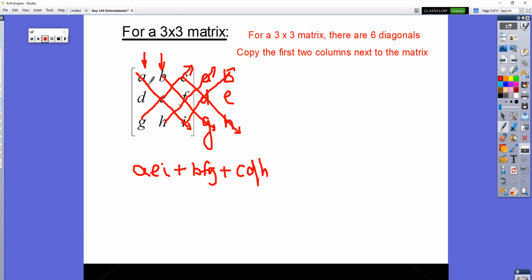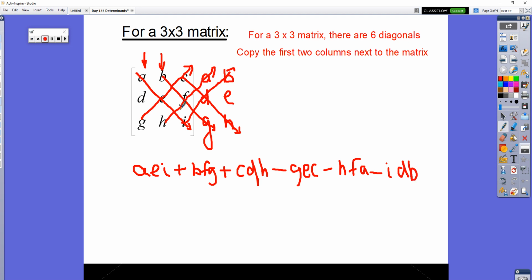Now those are the diagonals going this way. Then you're going to be subtracting the 3 diagonals that go the wrong way. So that's G times E times C minus H times F times A and minus I times D times B.